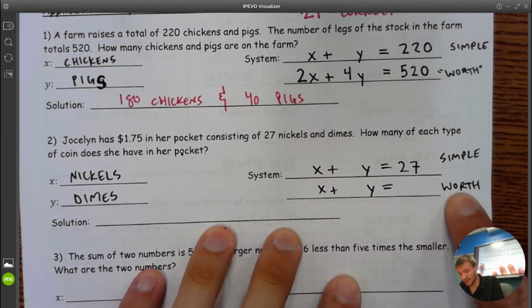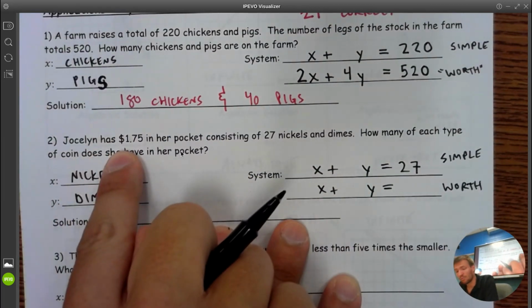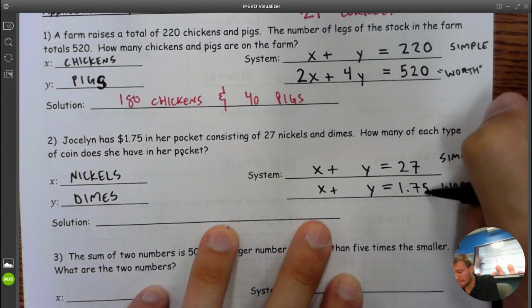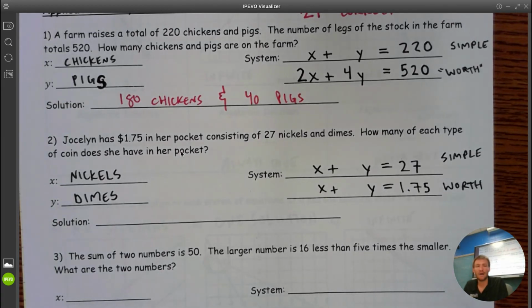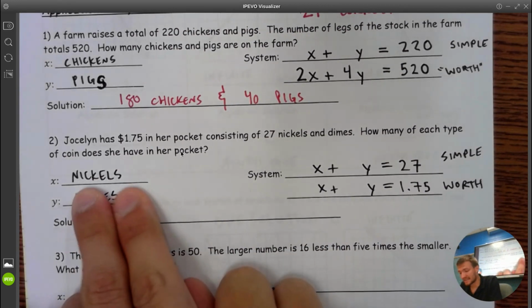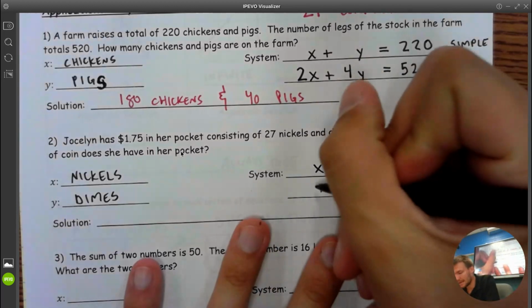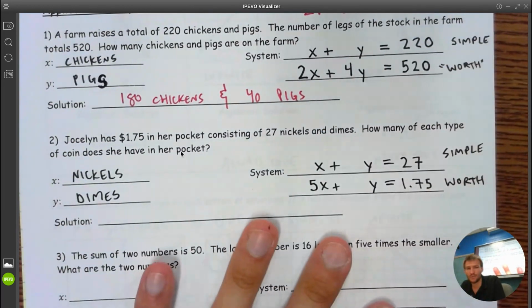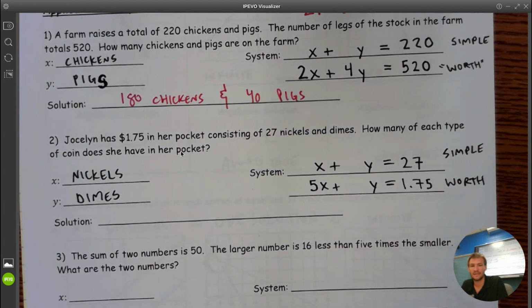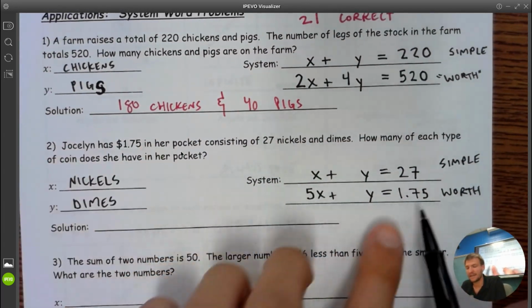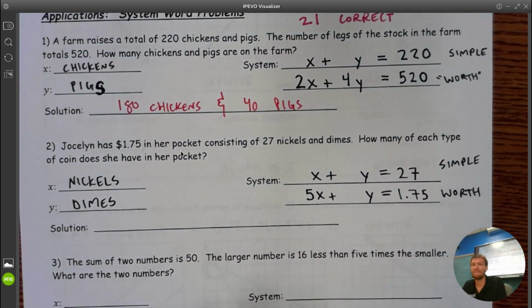For the second one, which is the worth, she's got $1.75 in her pocket, but nickels and dimes are not worth the same amount. So, your X, which is nickels, we need to put how much is a nickel worth. Well, a nickel is worth 5 cents. We all know a nickel is worth 5 cents. But we can't leave it as just a plain 5 because 5 is bigger than 1.75. And here's where we see all the mistakes.